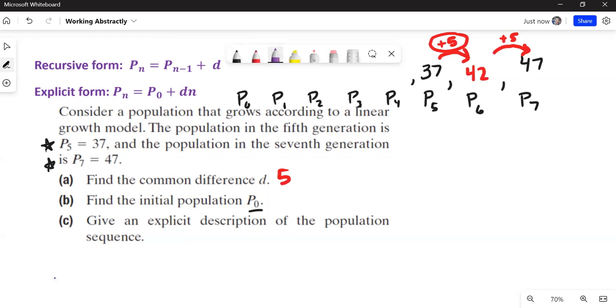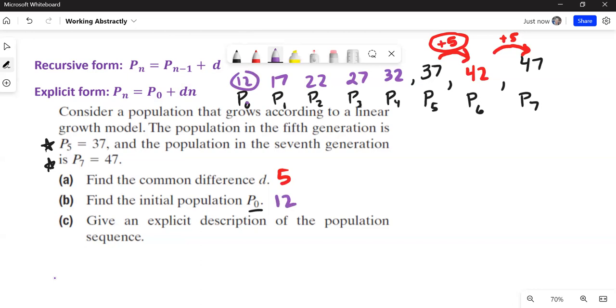Okay, so let's take a look at that. If we do 37 minus 5, it's 32. That's P sub 4. P sub 3 would be 27 by subtracting 5. P sub 2 would be 22. P sub 1 subtracting 5 would be 17. That would mean P naught would be equal to 12.